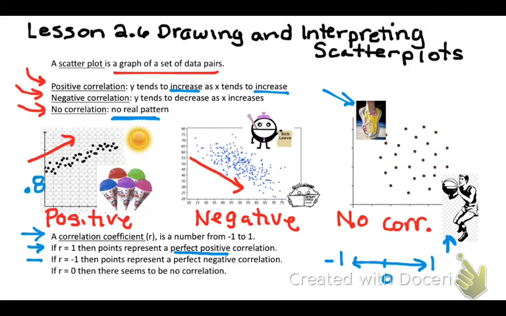The second one, r equals -1, represents a perfect negative correlation. So this isn't a perfect negative correlation, so maybe we might call this -0.7. And these are just estimations or guesses. I haven't done any calculations. And then the last one looks to be 0.